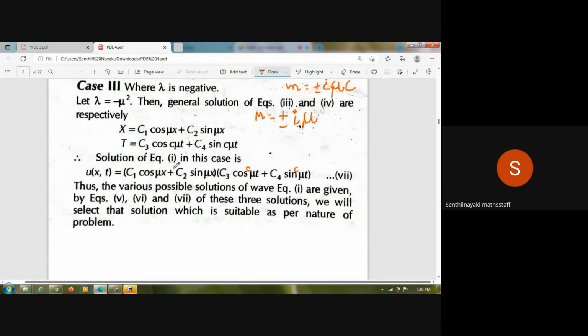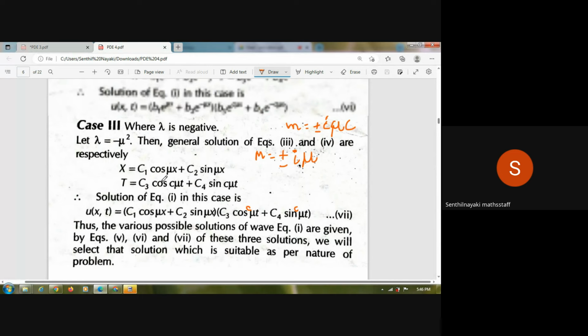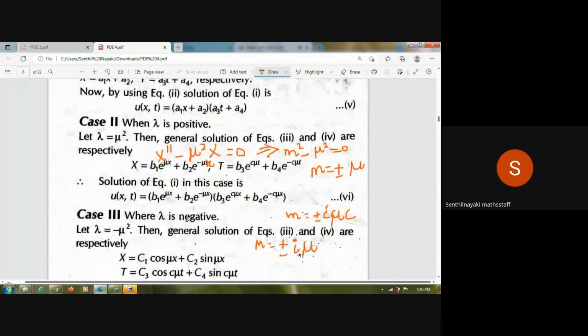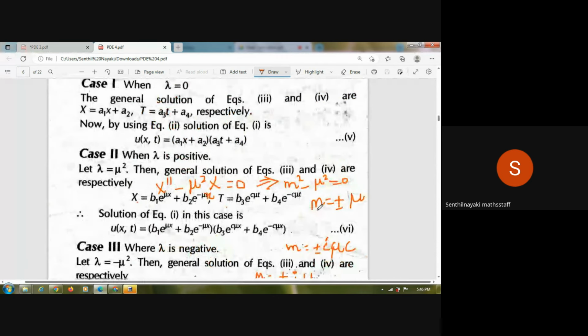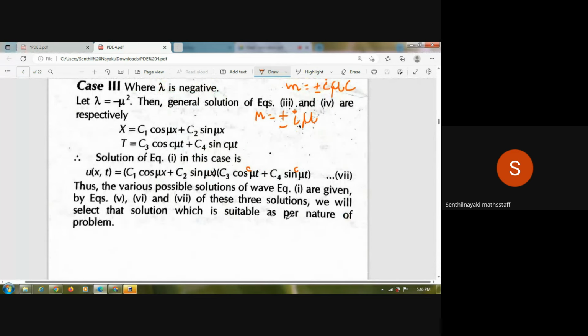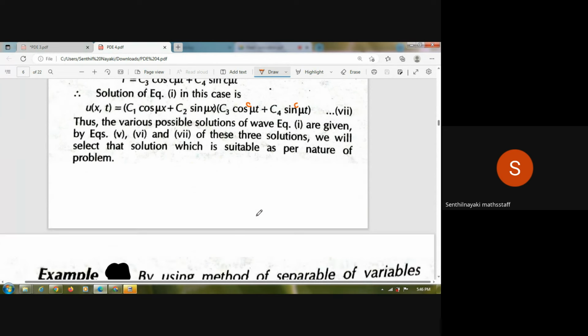Therefore there are three different solutions, depending on the value of lambda: either lambda equal to 0, or lambda is positive, or lambda is negative. So equation 5, equation 6 and equation 7 are the three solutions. These are all possible solutions for the one dimensional wave equation. For the nature of the problem we can choose any one of the possible solutions, that is called a suitable solution, depending upon the nature of the problem.